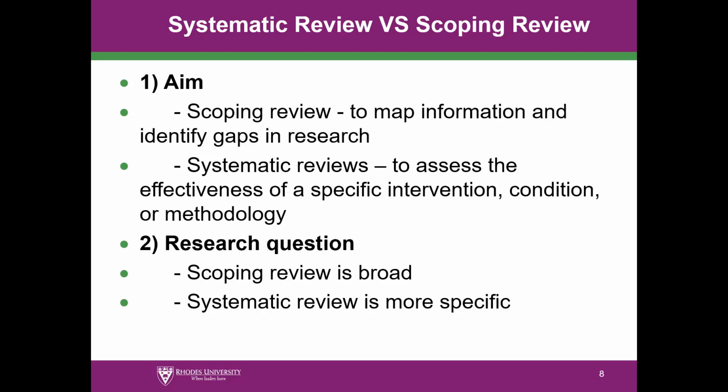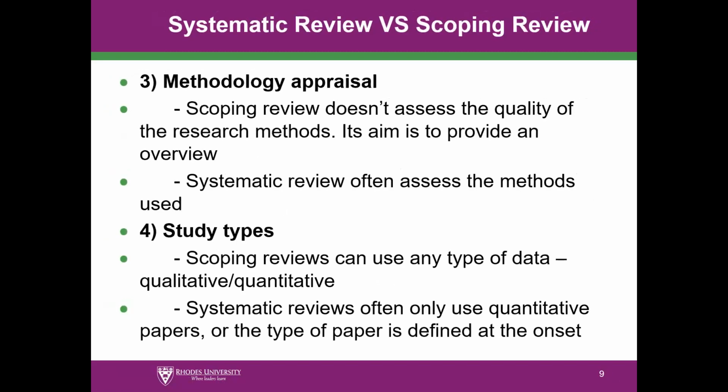Also, when you look at your research question, your scoping review is quite broad, whereas your systematic review will be a lot more specific on a specific issue or a specific methodology. And again, when you speak of the difference in terms of methodology, your scoping review really is not interested in assessing the quality of your methods, whether the qualitative research method used was effective or not, whether the quantitative method used was effective or not, or whether the mixed method was effective or not. That is not relevant to a scoping review.